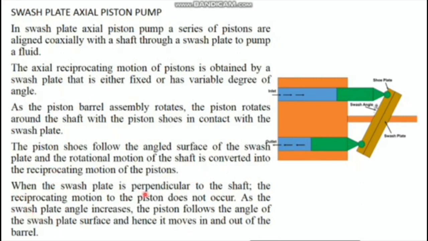When the swash plate is perpendicular to the shaft, the reciprocating motion of the piston does not occur. As the swash plate angle increases, the piston follows the angle of the swash plate's surface, and hence it moves in and out of the barrel. So suction and delivery will take place.